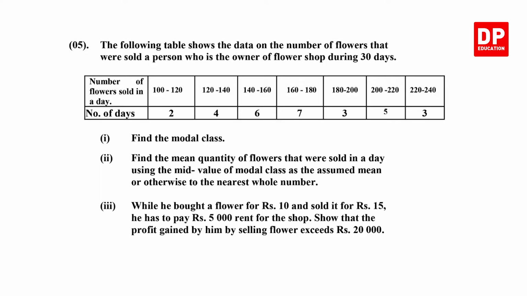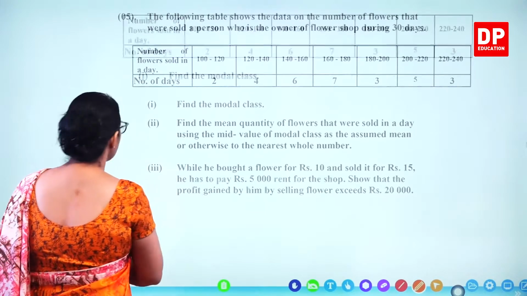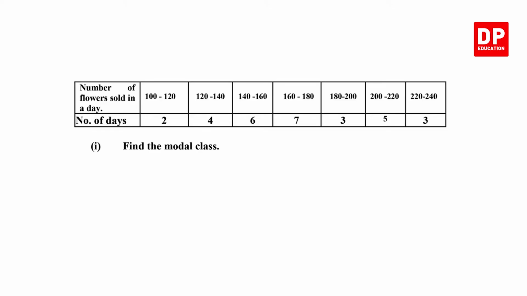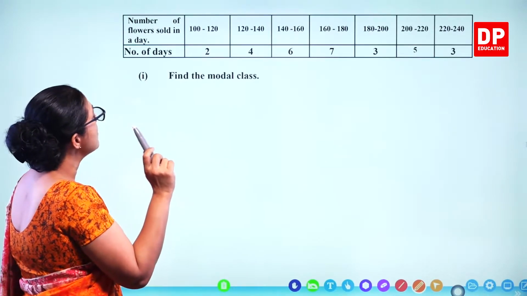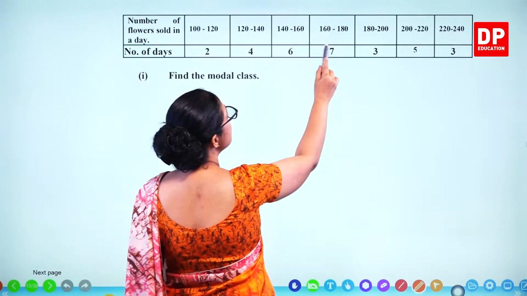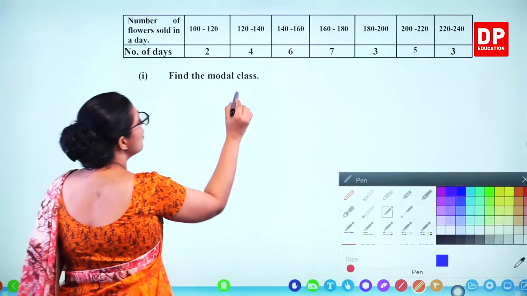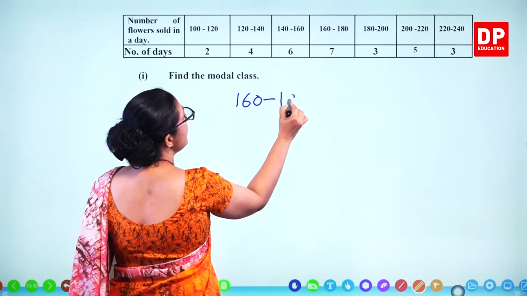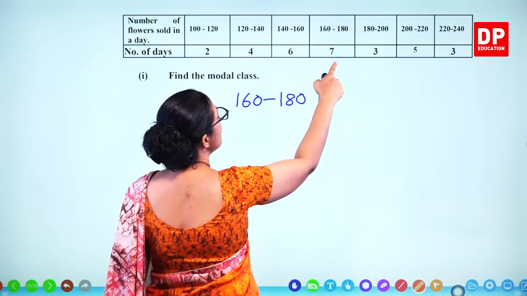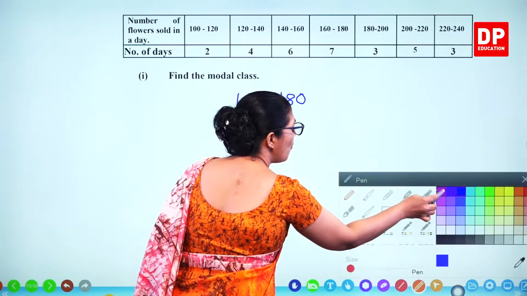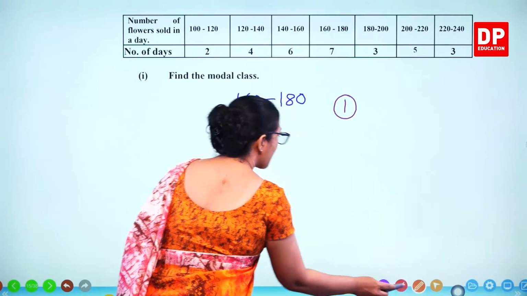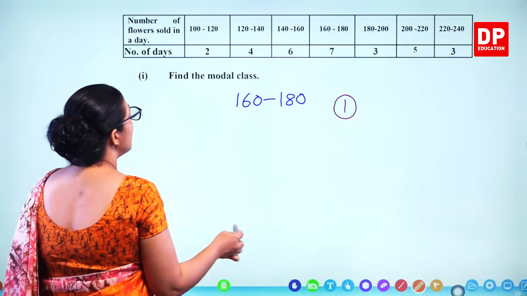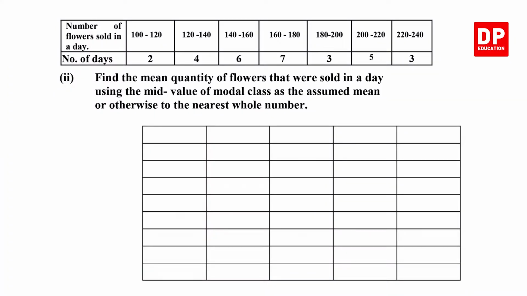Let's take question number 5. That's a statistics question. Find the modal class. So these all are boundaries given. So what's the modal class? The one which has the highest frequency. That's 160 to 180, because 7 is the highest number. So you only get 1 mark for the modal class. So we'll check. Yeah. Now we can do the next part.